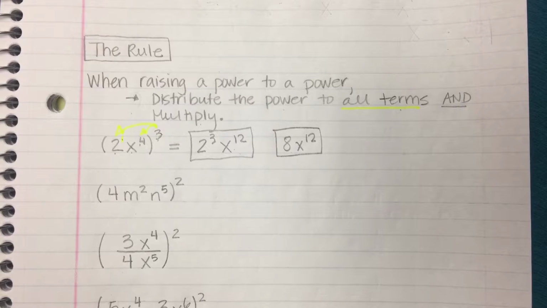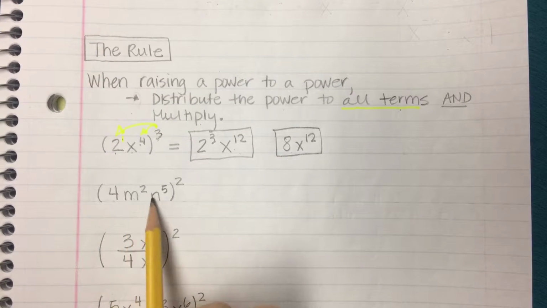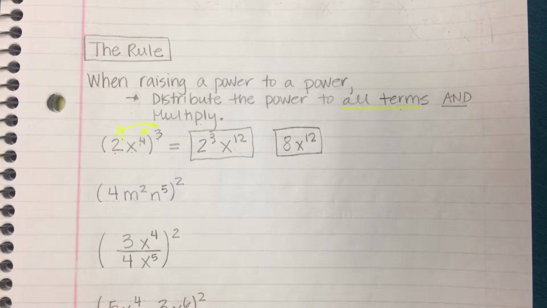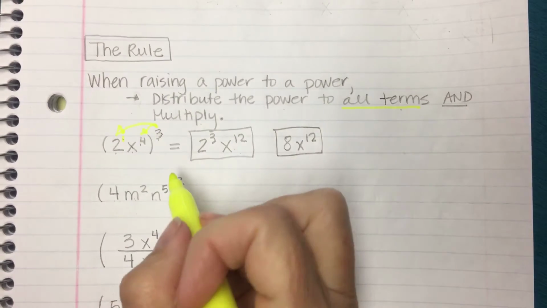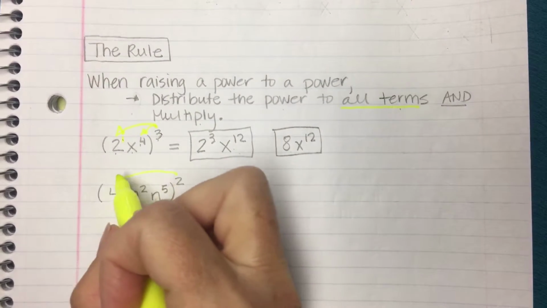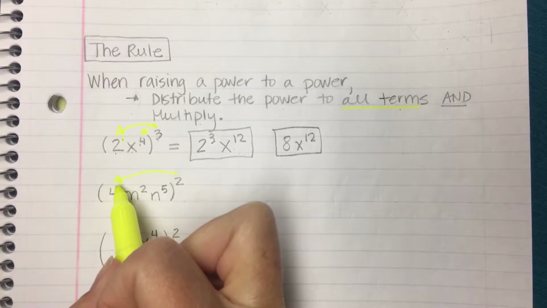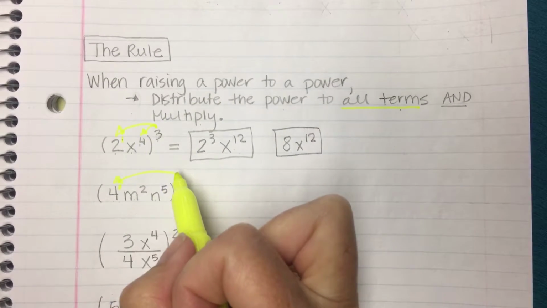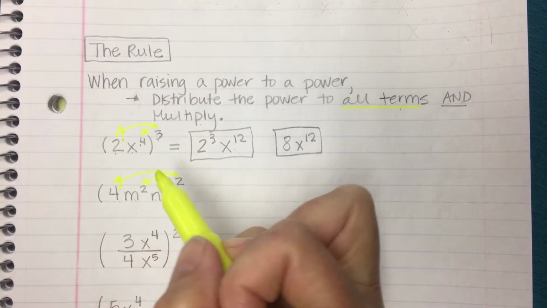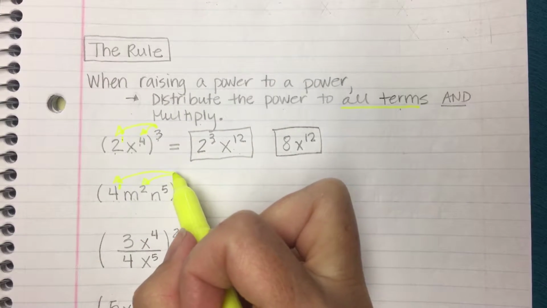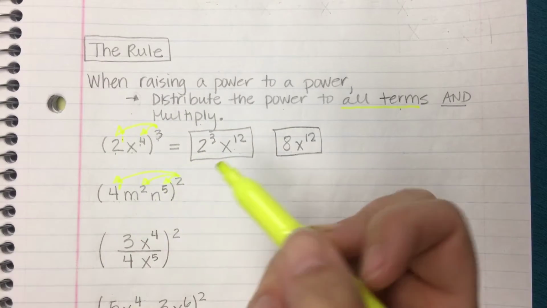Okay, let's take a look at the second one. Notice in this one, I have 3 different terms. I'm going to distribute the exponent to all 3 of them. Remember that 4 technically has an exponent of 1. Then I'm going to distribute my 2 to m to the second, and I'm going to distribute the 2 to n to the 5th.